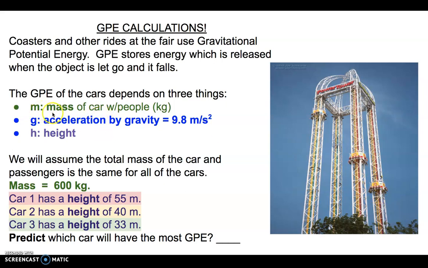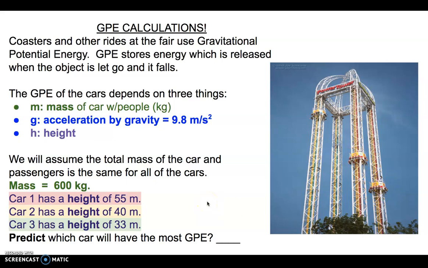So that will depend on the mass of the people, the acceleration of gravity, which is 9.8 meters per second squared, and the height. And we're going to assume that each car and the passengers is about the same mass, 600 kilograms. But notice they're at different heights. Car 1 right here is at 55 meters, car 2 is at 40 meters, car 3 is at 33 meters.